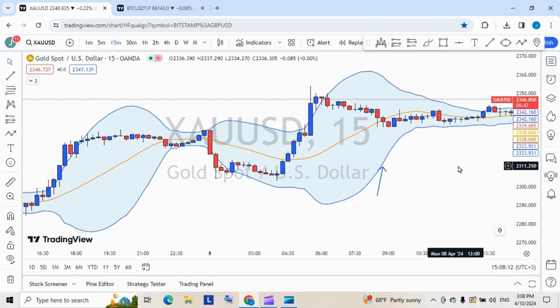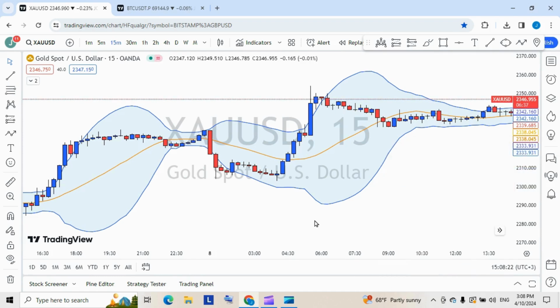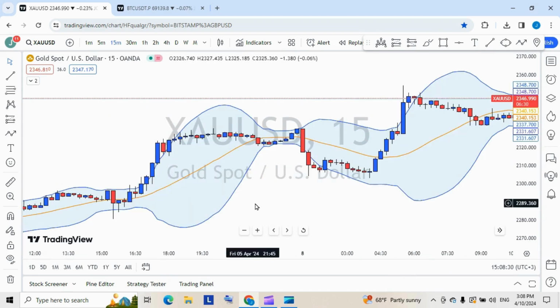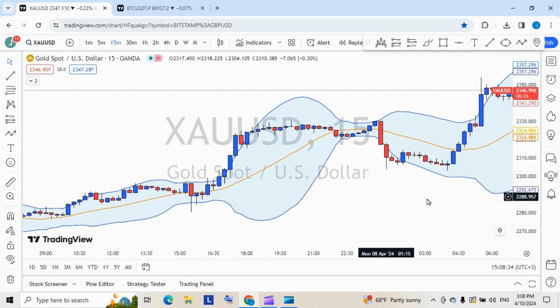So now you already know the parts. We have the upper band and we have the lower band. Now I'm going to show when to enter for a buy trade and when to enter for a sell trade. But just know that we have the upper band, this area, and the lower band. Now let me explain to you, and I'm going to show you how you can set this particular indicator on your screen.